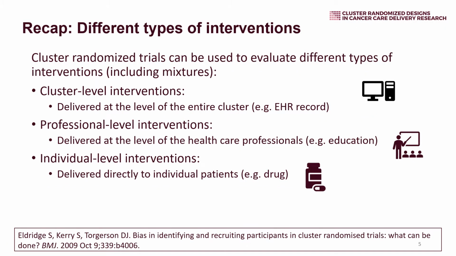So remember that cluster randomized trials can be used to evaluate different types of interventions. So for example, they might be used to evaluate something called cluster level interventions. So these are interventions that are delivered at the level of the entire cluster. So for example, some high-level change to the electronic healthcare record. They also might be used to evaluate professional level interventions. These are delivered at the level of the healthcare professional, and examples include things like education or training. But cluster trials can also be used to evaluate individual level interventions. And these are interventions that are delivered directly to the individual patients. So for example, drugs.